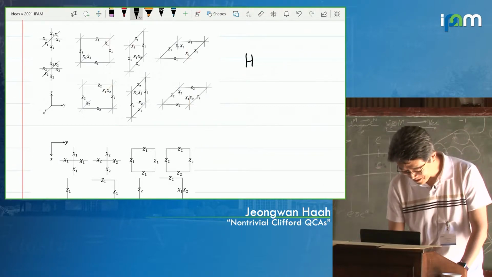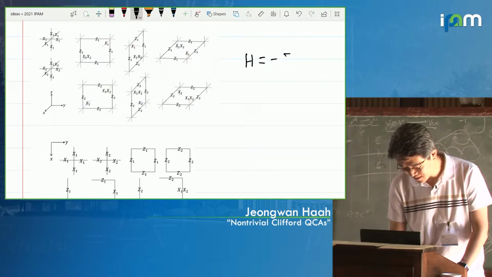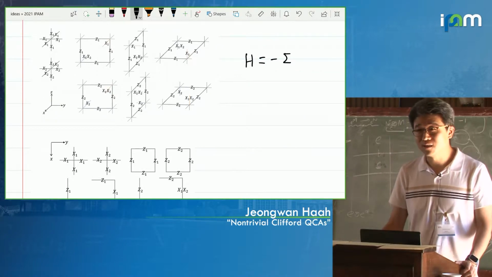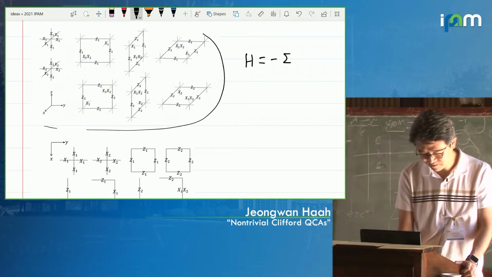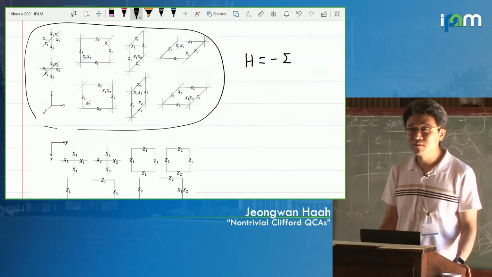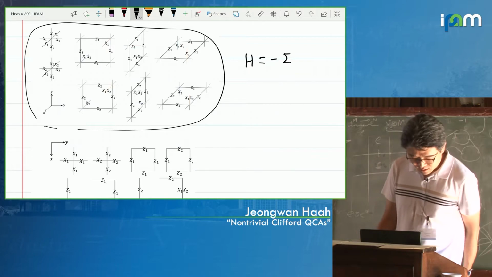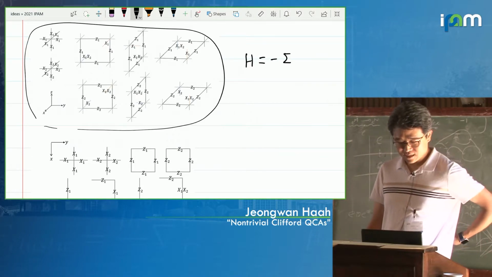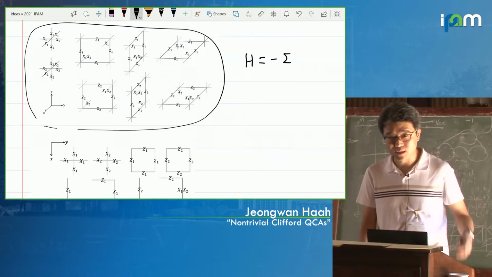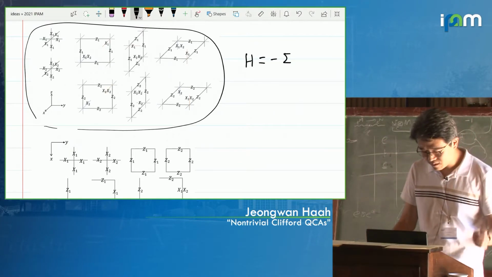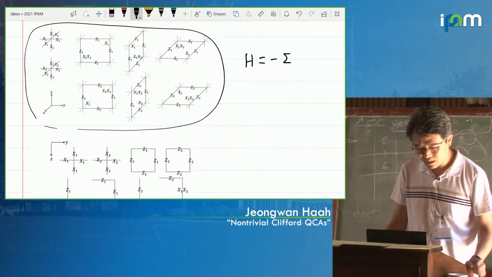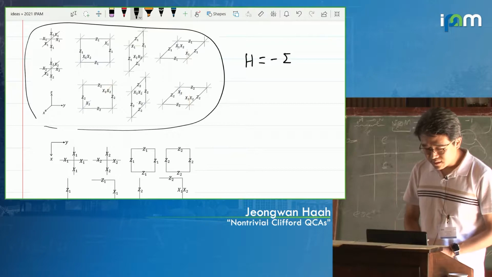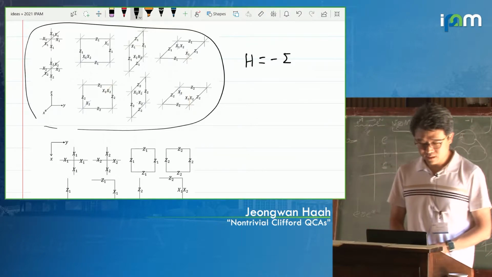But what I mean is that the Hamiltonian consists of the negative sum of all possible terms drawn on this side. So there's a three-dimensional cubic lattice with 2 qubits per link, which are distinguished by 1 and 2, and there are 8 types of terms. This is one instance of the so-called Walker Wang model.